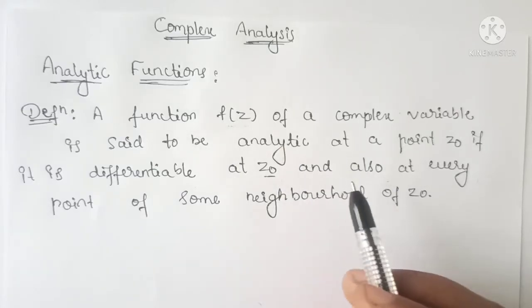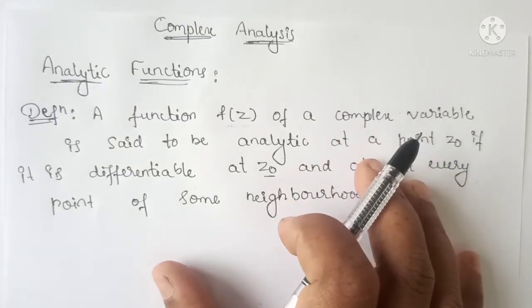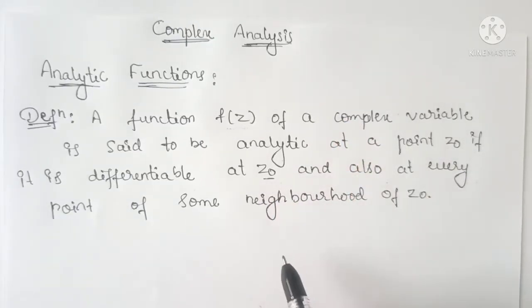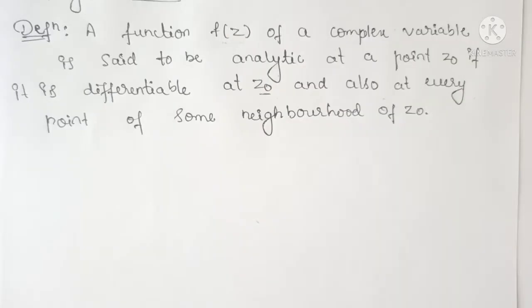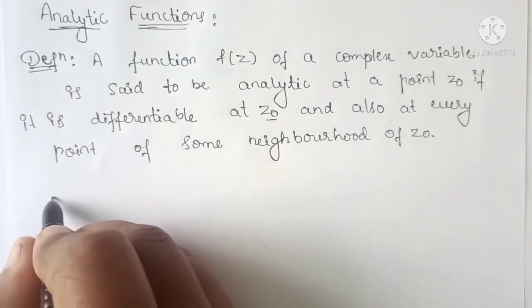But while solving the problems we don't use this definition. Okay, so directly here we prove a theorem, which is a necessary and sufficient condition for f of z to be analytic. Okay, and by this definition here we have two results.